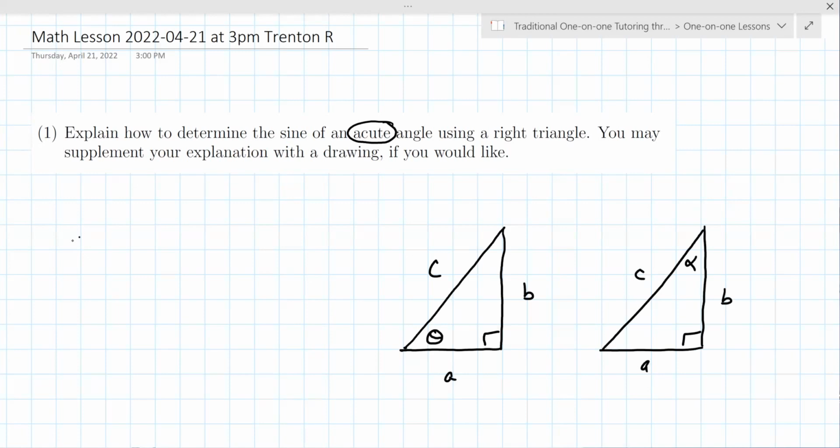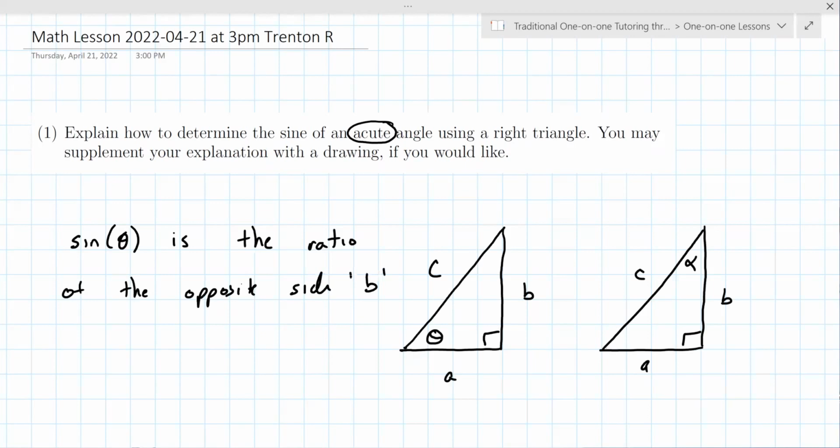So in words, the sine of theta is the ratio of the opposite side B and the hypotenuse C. Even though we're used to the sine of an angle producing a number, air quotes number, what it really is, it's the ratio of two sides, specifically the opposite side and the hypotenuse.